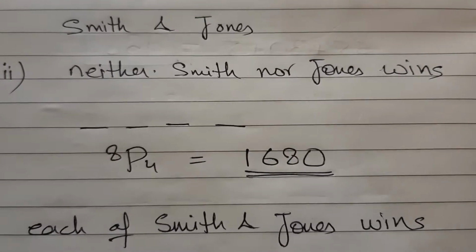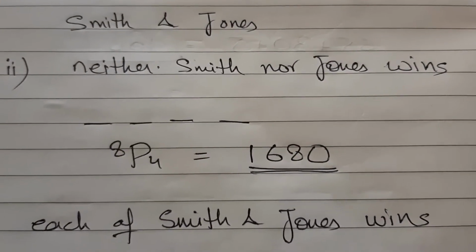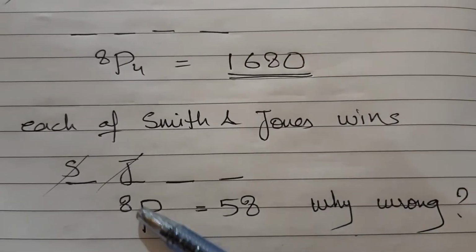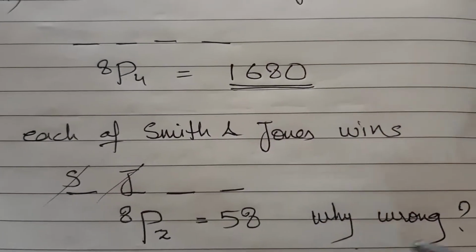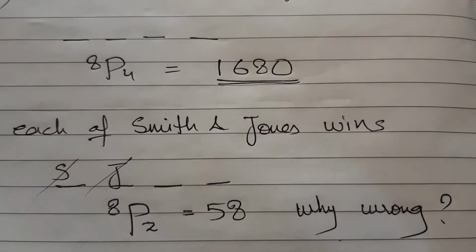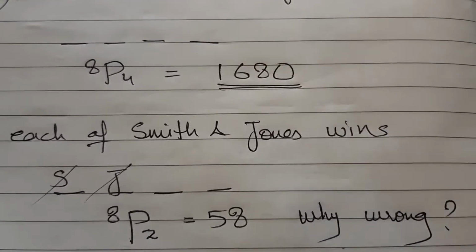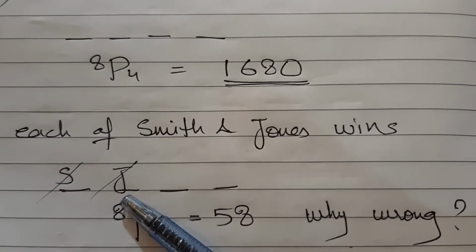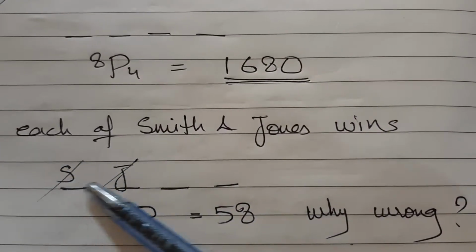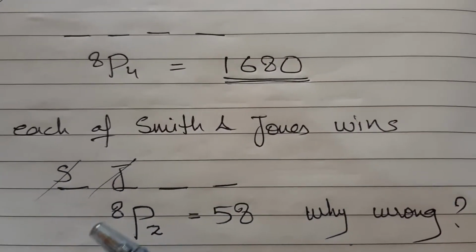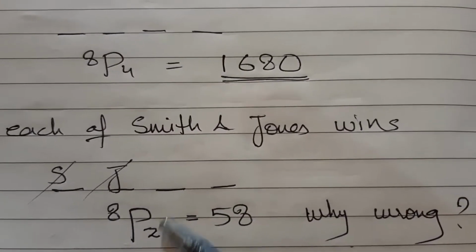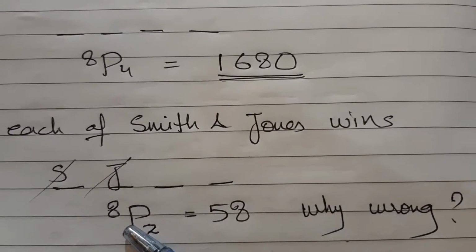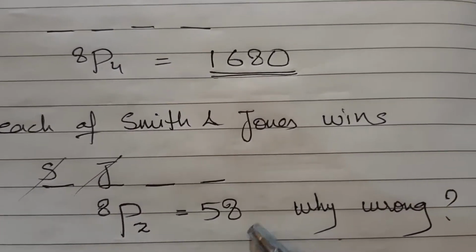So what will you write? Let me show you. If you are writing 8P2, then the answer is wrong. Can you think why the answer is wrong? Jones and Smith are already in the winning team and there are 4 people who are winning. Remaining are 8. From 8 I have to select 2. So if I give 8P2, and P I am selecting because of the position, this answer is wrong.